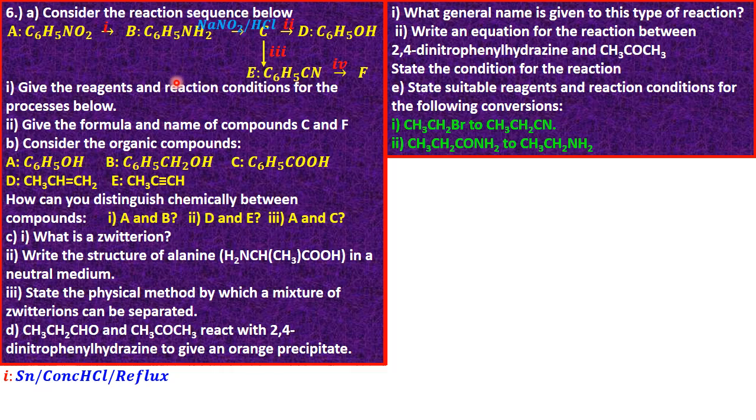To get phenylamine, guys, we need to use tin and concentrated HCl. And the reaction condition, guys, is that we are going to reflux the reaction. Why refluxing it, guys? Because phenylamine is highly volatile. If we don't reflux it, the moment this reaction goes to completion, we won't have any product because this guy must have evaporated to the atmosphere. So we need to reflux it.